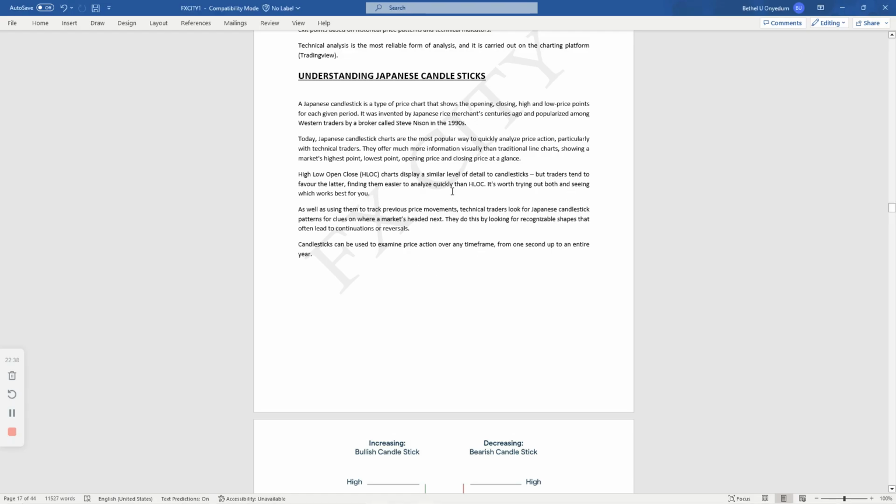So, understanding Japanese candlesticks. A Japanese candlestick is a type of price chart that shows the opening price, the closing price, the high price, and the low price points for each given period. So you have to understand this is for each given period. Let's go back to this chart again.